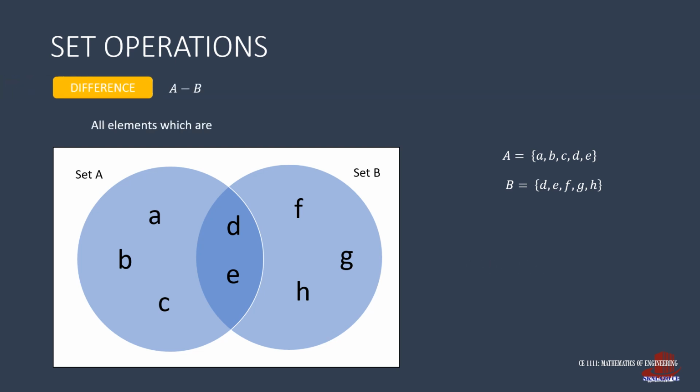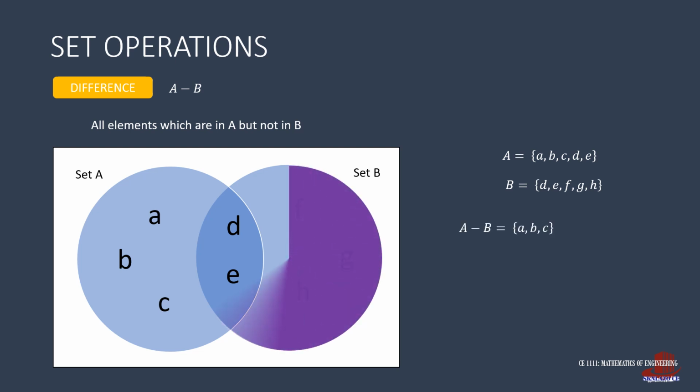The third operation is difference. This connotes all elements which are in the first set A but not in B. In case we are solving for A minus B, we take elements of set A as A, B, C, D, E, then subtract set B with elements D, E, F, G, and H. This would leave elements A, B, and C. This is A minus B.